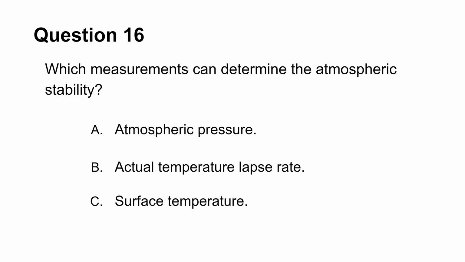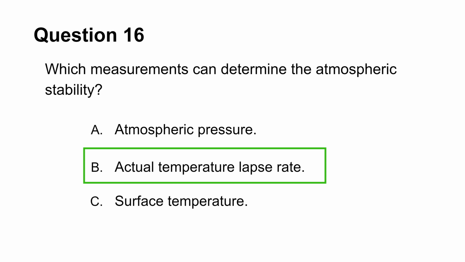The next question wants you to know which measurements would determine atmospheric stability. Recall that the difference between the actual temperature lapse rate and adiabatic lapse rate determines the stability of an air mass. This makes choice B the answer. Other choices cannot determine the vertical stability of an atmosphere.